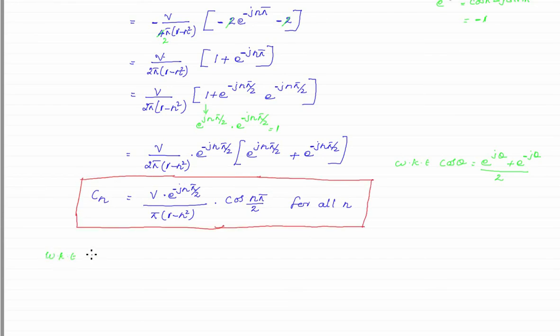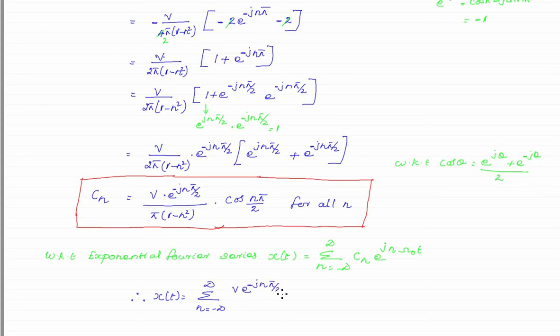Now we have to find the exponential Fourier series, which is given by summation n is equal to minus infinity to infinity Cn into e power jn omega naught t. So the exponential Fourier series x of t is equal to summation n equal to minus infinity to infinity. In the place of Cn, it is equal to V into e power minus jn pi by 2 divided by pi into 1 minus n square cos n pi by 2 multiplied by e power jn omega naught t. Omega naught is equal to 1, so it is equal to e power jn t.